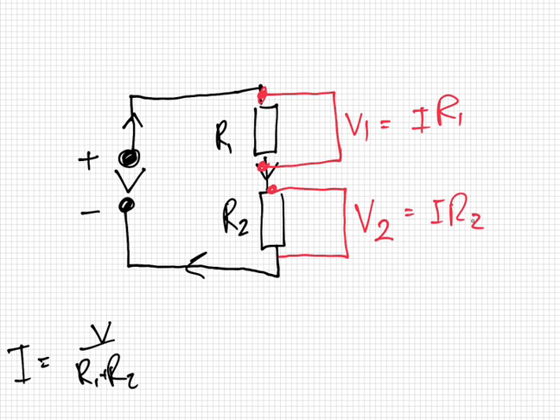Now, here's my question. Are those I's the same, or are they different? It's the same. Well, remember what the definition of current is. What's 1 amp of current? 1 coulomb per second. So if 1 coulomb goes through the first one in 1 second, then 1 coulomb went through the next one as well. It's like people walking down a hall.